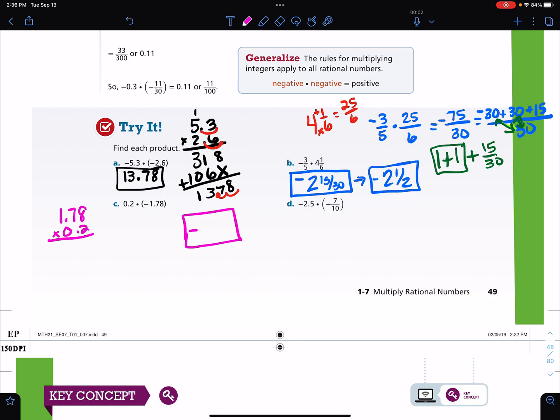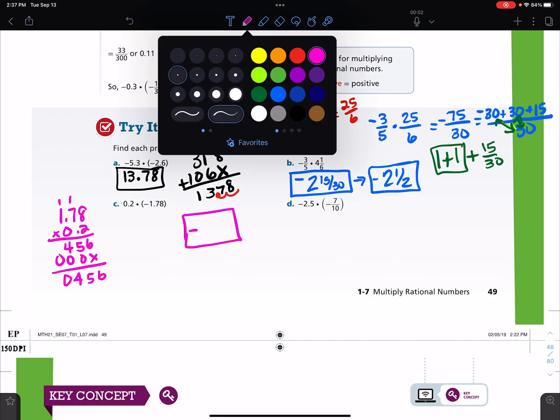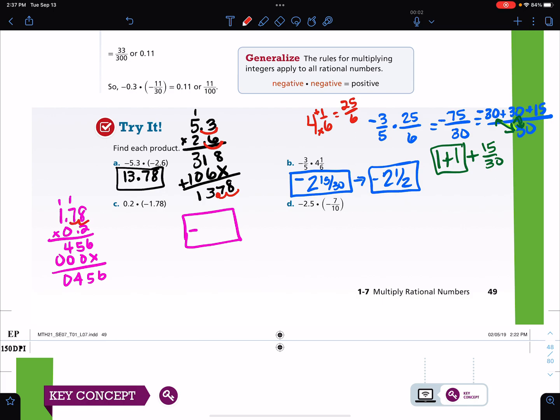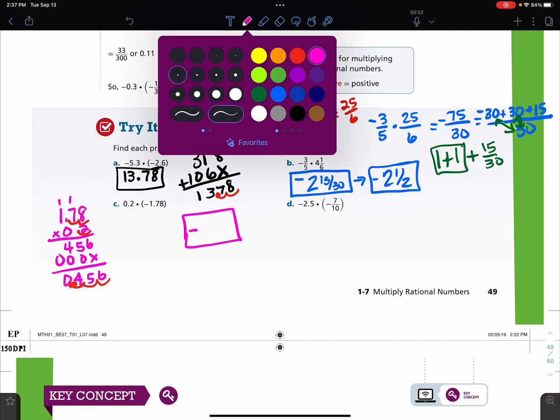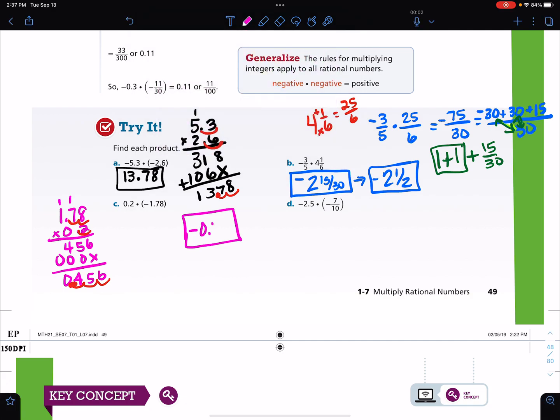0.2, 8 times 2 is 16. Carry the 1, that becomes 15. Carry the 1 again, 456. Okay, hold my place value, do my zeros, because 0 times 8, 0 times 7, 0 times 1, 6, 5, 4, 0. Now, how many decimal places do I have to move? 1, 2, 3. So 1, 2, 3. My final answer then should be 0.456.